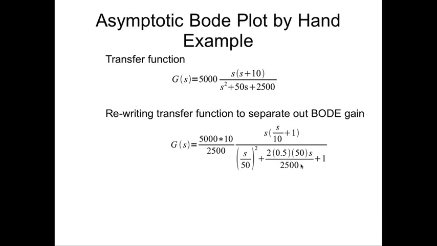Now, this happens to be your omega n, the natural frequency, and this 50 I'm writing as 2 zeta omega n. So 50 is equal to 2 times 0.5 times 50. So this 0.5 here is zeta, the damping constant.